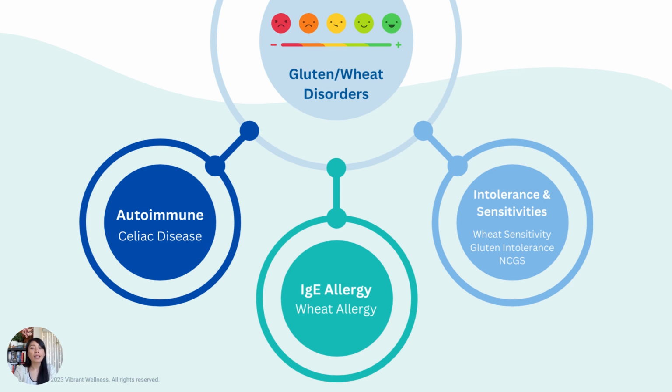So in summary, celiac disease involves an autoimmune response to gluten, wheat allergy is an IgE immune response to wheat proteins, and all the others are going to be terms used to describe varying degrees of immune involvement and adverse reactions to gluten or wheat, ranging from mild discomfort to severe.